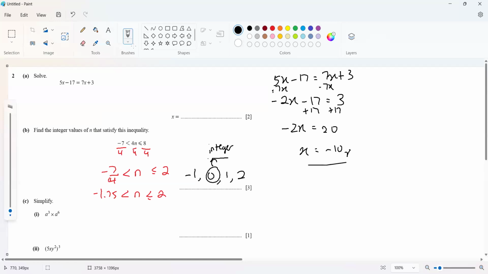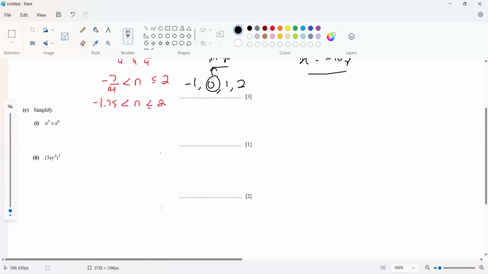But normally 0 is not really an integer in the proper definition. But in this case, we include 0. 0 is part of the answer scheme like this. So we just put it just in case. At least for the IG level. For higher levels, we don't consider 0 to be an integer.